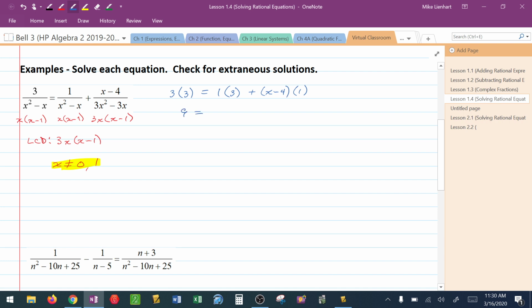I have 9 equals 3 plus x minus 4. So that would be 9 equals x minus 1. Add 1 to both sides, and I get x is equal to 10. 10 is not restricted, and I'm pretty confident in my algebra skills, so I believe that that is the answer. All right? What I could do now is plug 10 into the original equation, everywhere there's an x, and the equation should be true. All right? I'm going to trust my solving skills, so I don't need to go back and check.